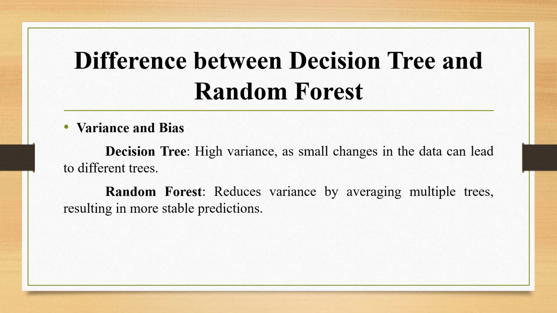Next one is variance and bias. In a decision tree, there is high variance, as small changes in the data can lead to different trees. In a random forest, it reduces the variance by averaging multiple trees, resulting in a more stable model.